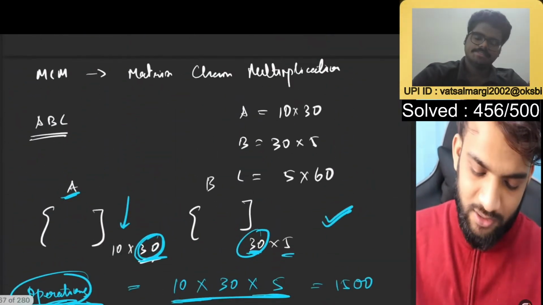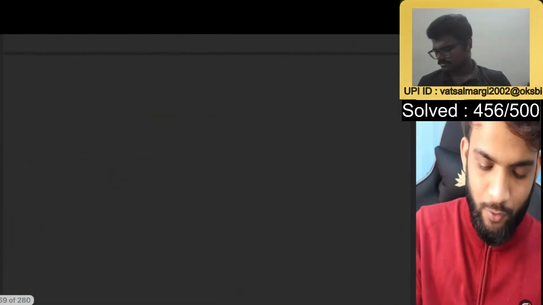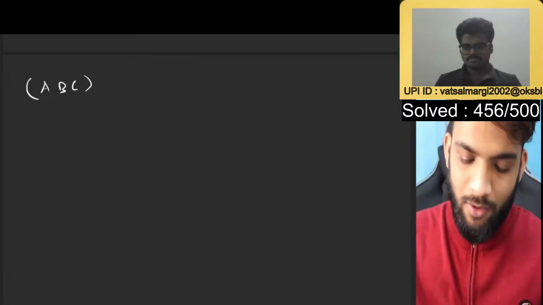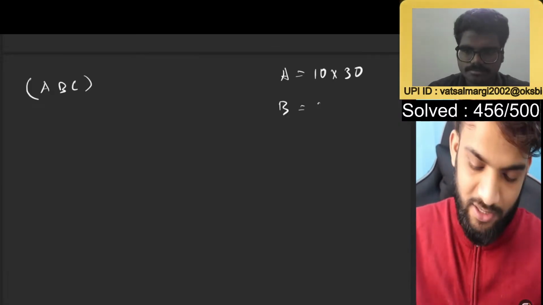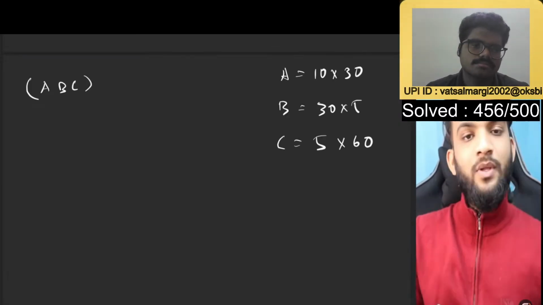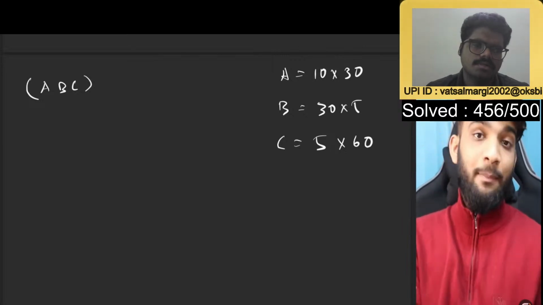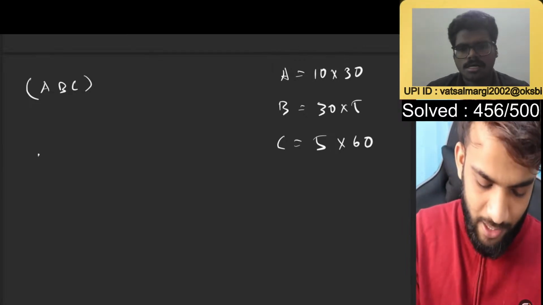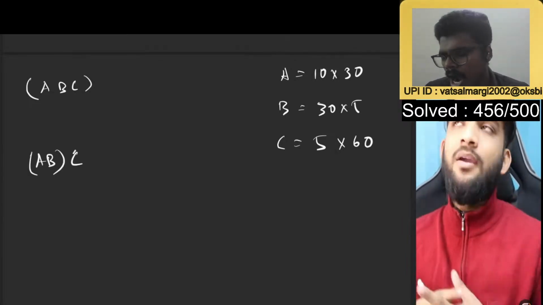So assume I give you these 3 matrices. Let's again try to write it. If I give you A, B, C, and I ask you to multiply them: A is 10 cross 30, B is 30 cross 5, C is 5 cross 60. Now, if I ask you to multiply them, what are the ways that you can multiply? Obviously, there are a couple of ways. One is you say, Striver, I will be doing it A, B, C. Like first I'll multiply AB, then I'll multiply C.